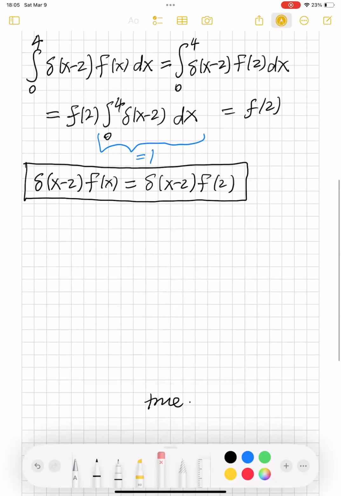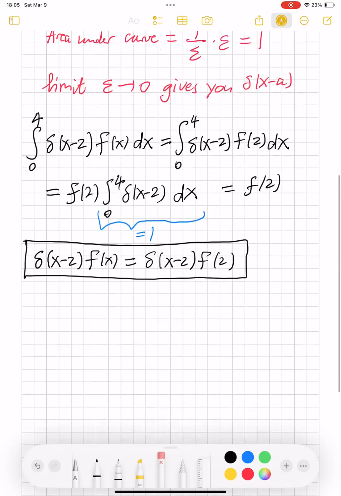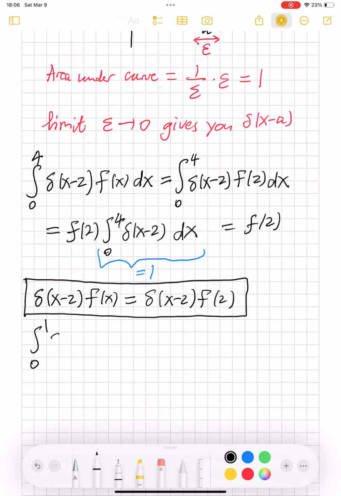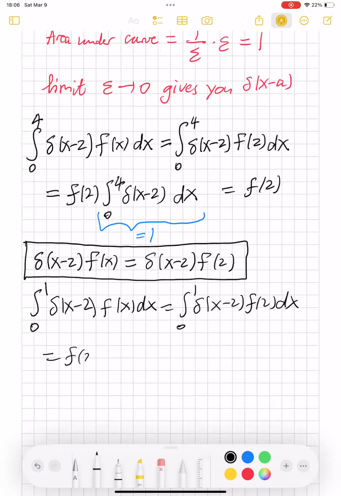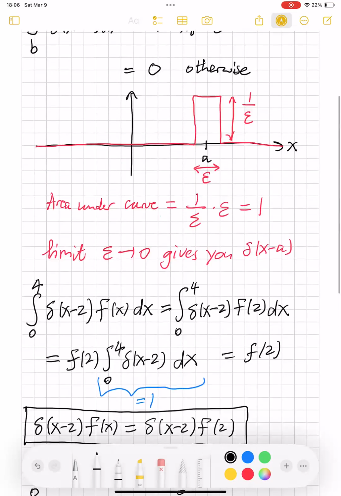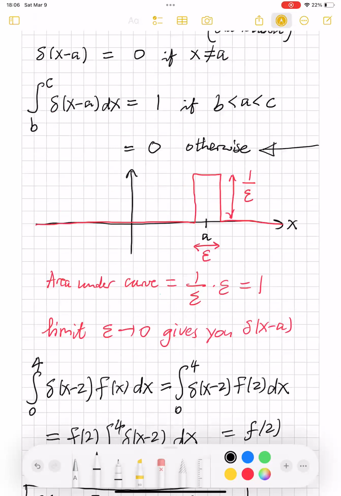Okay. And what I want to do now is study the integral from 0 to 1 of delta of x minus 2 times f of x dx. Well, the first step is exactly what we did before. So this is the integral from 0 to 1 of delta of x minus 2 times f of 2 dx. And then f of 2 is again a constant, so we can pull it out of the integral. So this is f of 2 times the integral from 0 to 1 of delta of x minus 2 dx. But now we're integrating from 0 to 1 of delta of x minus 2. Well, everywhere that we're integrating, the delta function vanishes. So we're actually in the second condition in the integral. So the integral is just 0. So we just get 0.